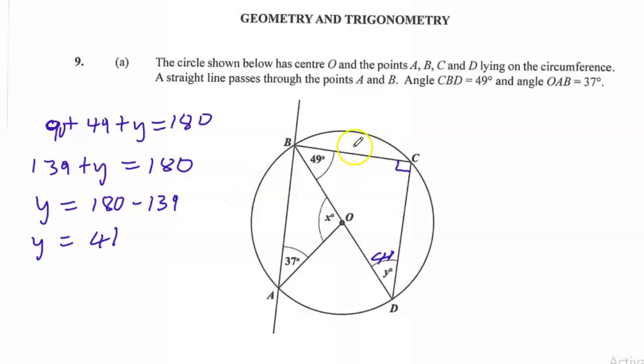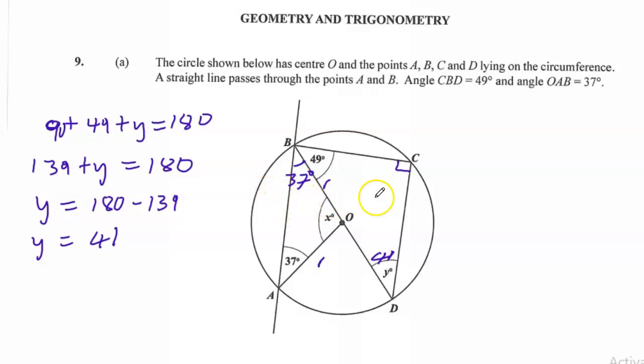The other thing that's noticeable, notice that OB is a radius, OA is also a radius, which means that triangle OBA is an isosceles triangle. So OB is equal to OA. So if these sides are equal, then the opposite angles are equal. So this angle will also be 37 degrees.